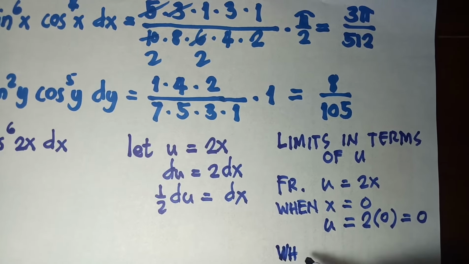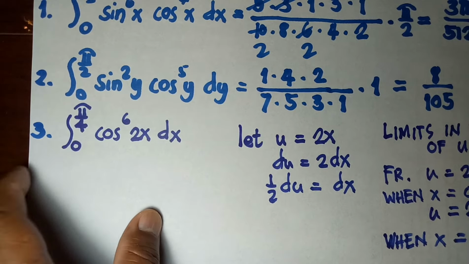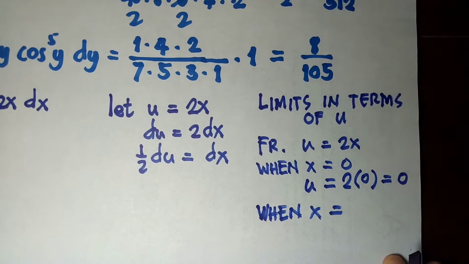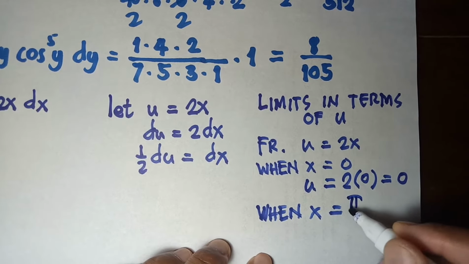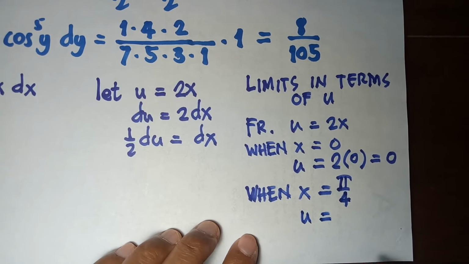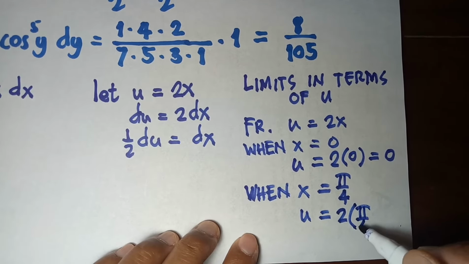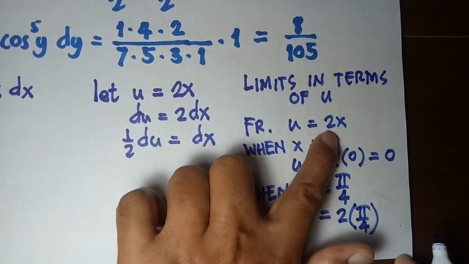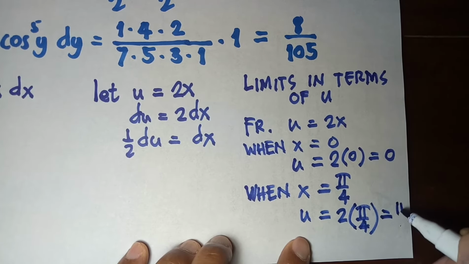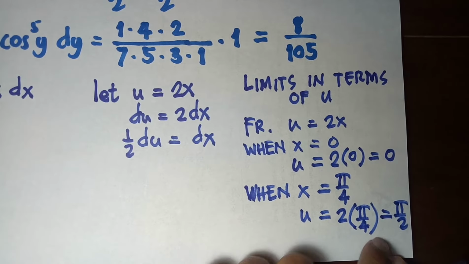Next, when x equals pi over 4, so yung ating upper limit in terms of x, pi over 4. So yung upper limit natin in terms of u will become 2 times pi over 4. So gamit yung equation na ito, and this is equal to pi over 2. So yung upper limit natin in terms of u equals pi over 2.